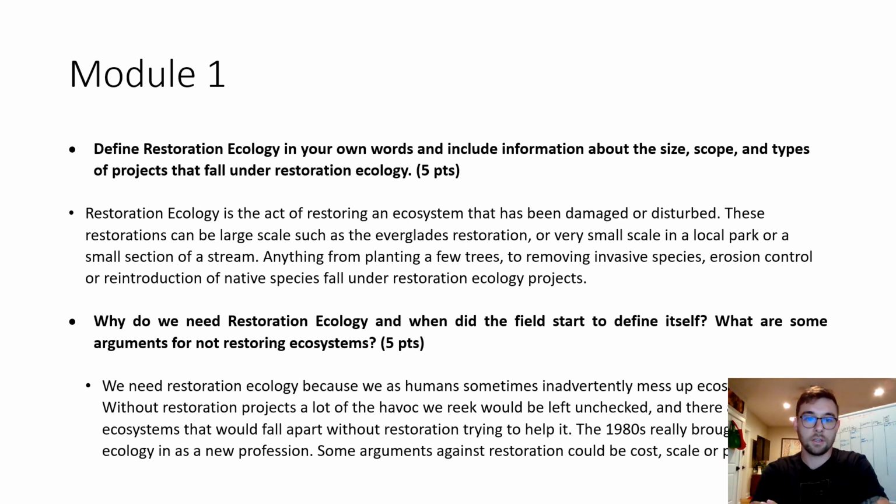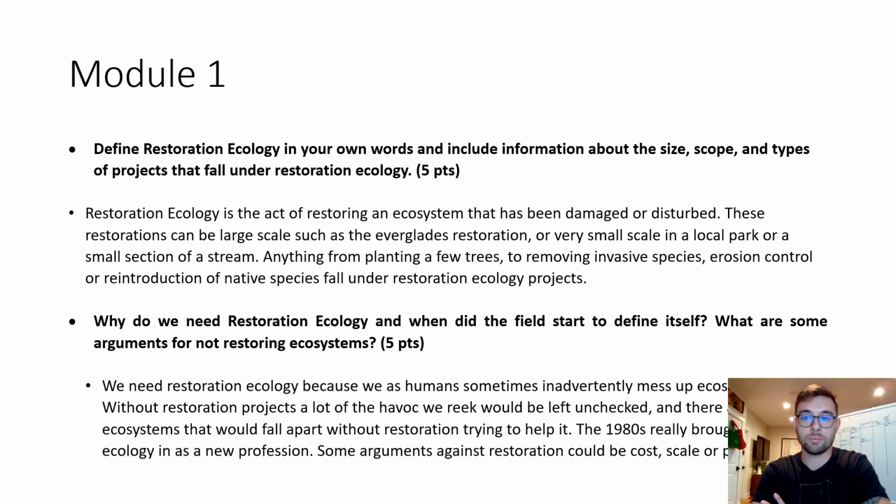ecology projects. We really need restoration ecology because we as humans sometimes inadvertently mess up ecosystems, or sometimes we do it on purpose to build a shopping center or something. Without restoration projects, a lot of the havoc we wreak would be left unchecked, and there are critical ecosystems that would fall apart without restoration trying to help it.